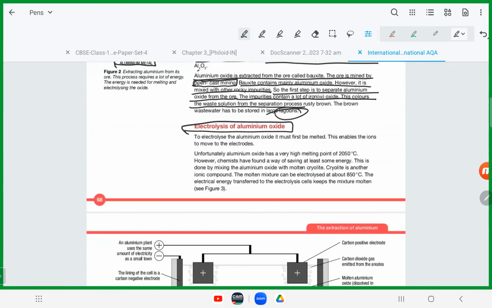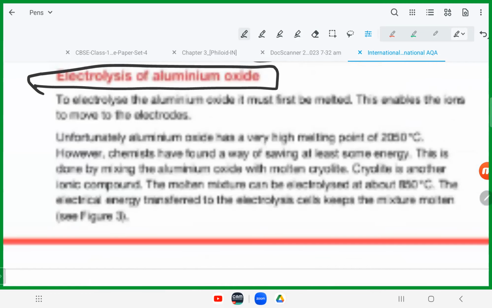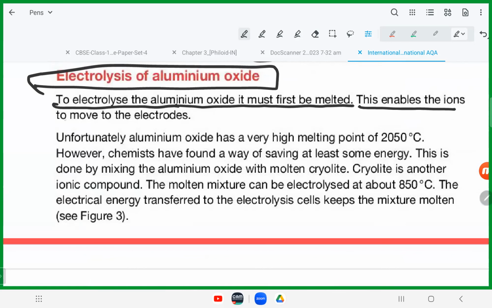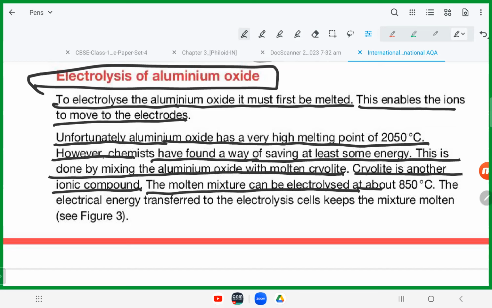I am reading. To electrolyze the aluminum oxide, it must first be melted. This enables the ions to move to the electrodes. Unfortunately, aluminum oxide has a very high melting point, 2050 degrees Celsius. However, chemists have found a way of saving at least some energy. This is done by mixing the aluminum oxide with molten cryolite. Cryolite is another ionic compound. The molten mixture can be electrolyzed at about 850 degrees Celsius. The electrical energy transferred to the electrolysis cell keeps the mixture molten.